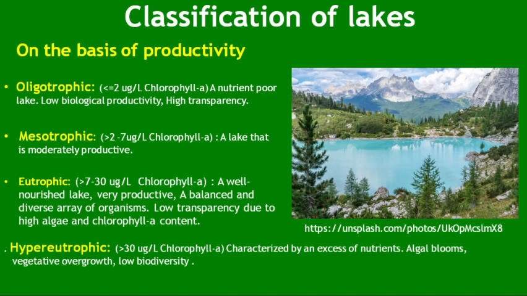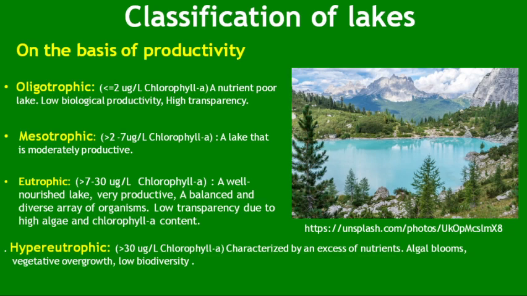When the concentration of nutrients is in excess, such lakes are called hypereutrophic lakes. Usually the chlorophyll A concentration in such lakes is above 30 micrograms per liter. You can see algal blooms on the surface of such hypereutrophic lakes. The vegetative overgrowth can also be seen. The biodiversity of such eutrophic lakes is usually low.